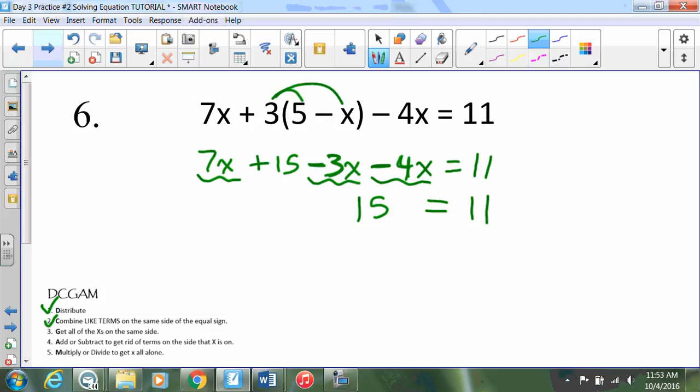When our x's disappear, like in a problem like this, and we end up with a statement like 15 equals 11, we have to ask ourselves, is this a true statement? Is 15 equal to 11? No. So when we say no, that reminds us, oh, that's right, there's no solution. No x in the world is ever going to make 15 equal to 11. So that's no solution. So we actually stopped after the first 2 steps. We didn't even have to do the last 3 steps on this one.